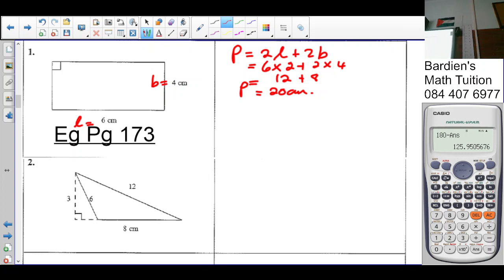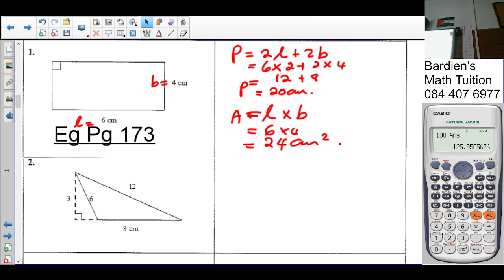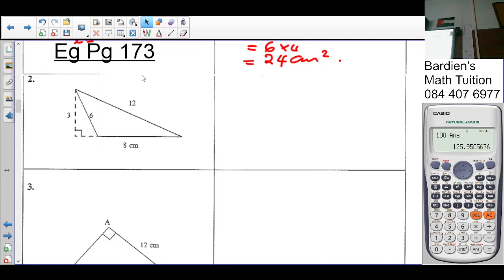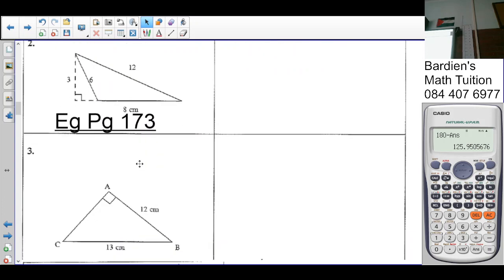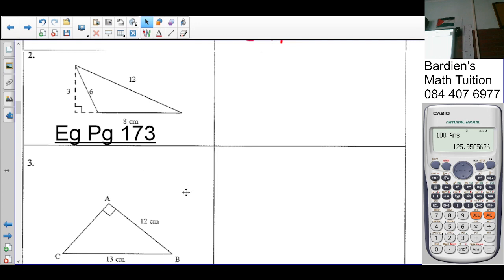Right, let's look at the next one. Sorry, the same shape but the area. How do you calculate the area? Length times breadth. That's a formula. That's my length, 6 times 4. And 6 times 4 is not 10. Okay, you guys understand? Right, there's the next shape. Number 2, perimeter and area.